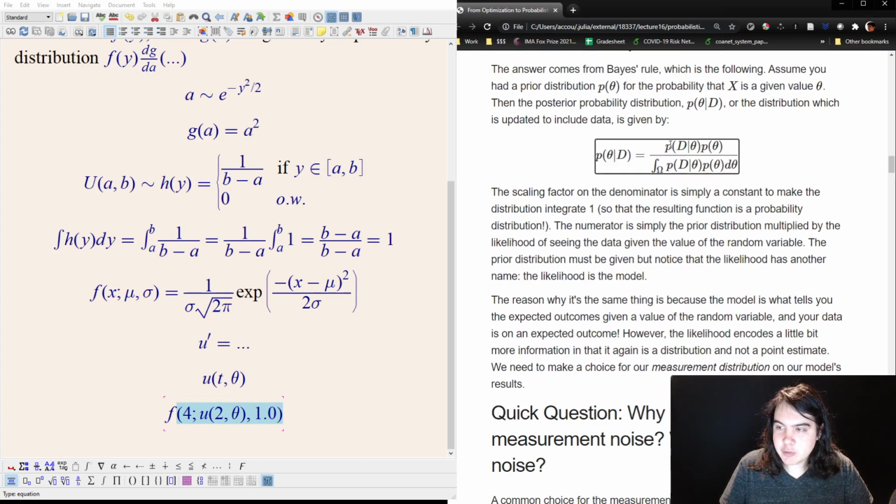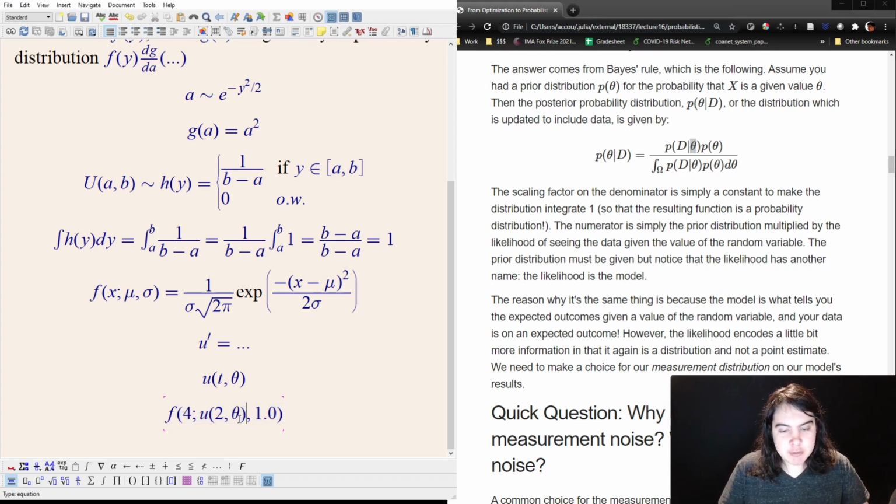So that's how you calculate the probability of seeing a data point given your theta, right? You assume your model, so you assume your ODE, and then you assume a measurement noise distribution around it. And once you've made those two assumptions, then you can compute probabilistic estimates.